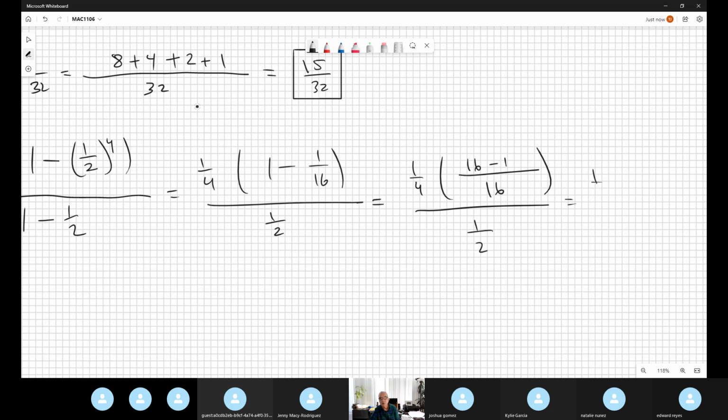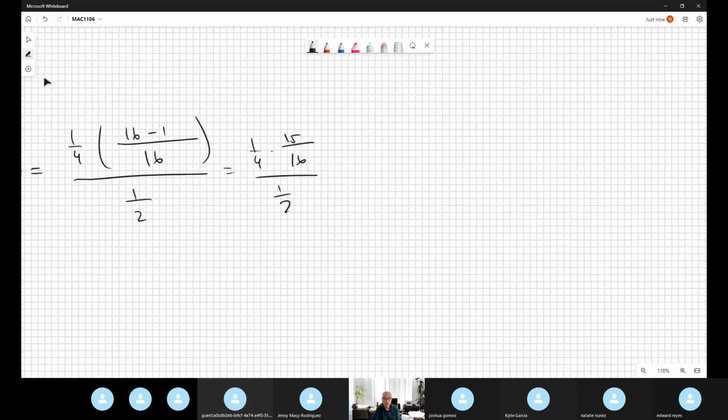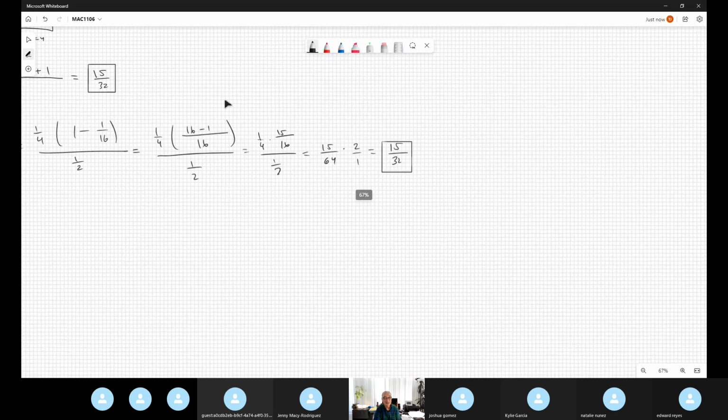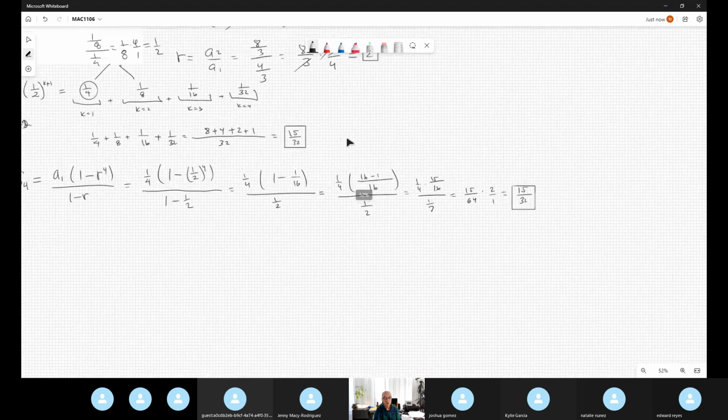Okay, so far we have 1 over 4. Here is 15 over 16 divided by 1/2, sorry. Now multiplication. 15 over 16 times 1 over 4 is 15 over 64. What's the multiplication? 64 times reciprocal of this, que es 2 over 1. Entonces 15 over 64 divided by 2 is 15 over 32. Same answer. Maybe it looks more complicated, however, it's more valuable when the summation is bigger.